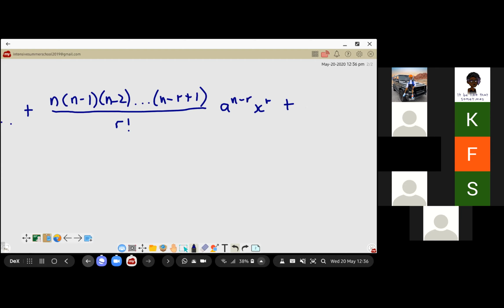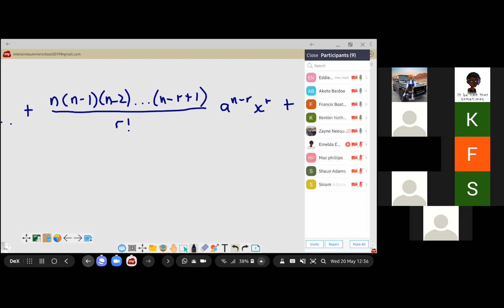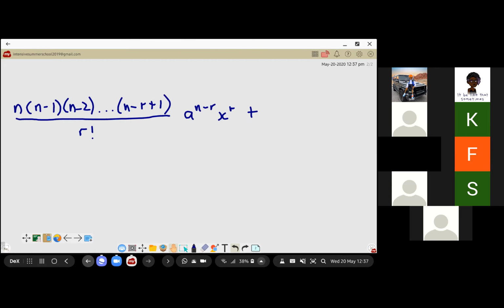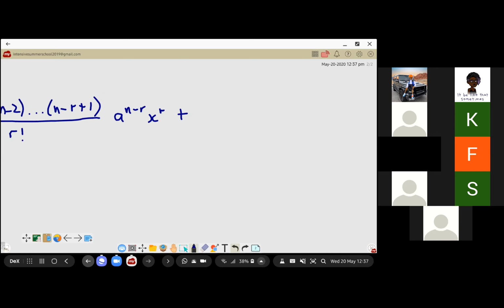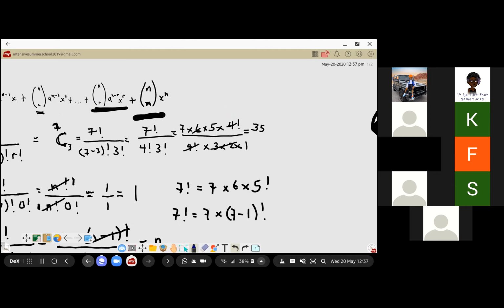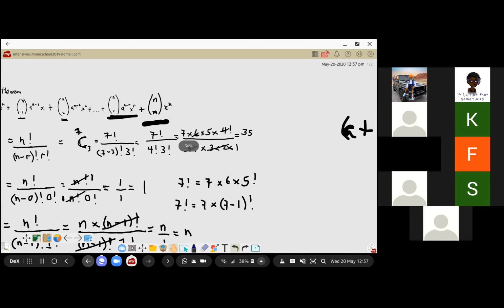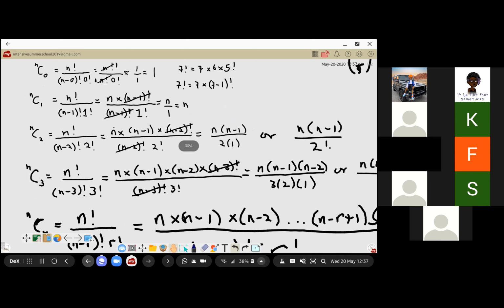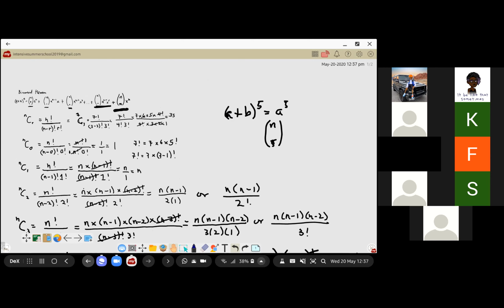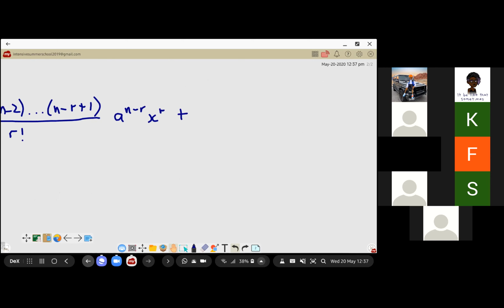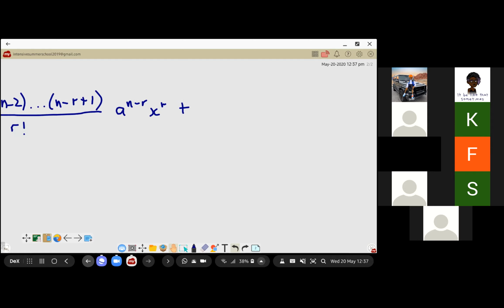Then our last term was n combination n, right? N combination n was 1. Let me go back and show you: we had 1 here. Then x to the power n. So 1 times x to the power n is going to be x to the power n.